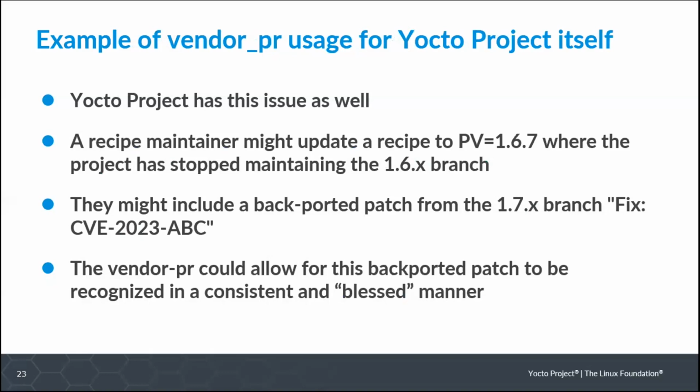So this is also potentially useful for the Yocto Project itself, even though you've got your PRs. Here's an example: a recipe maintainer might update a recipe for PV 1.6.7, but the project has stopped maintaining the 1.6 branch. What do you do? You want to backport a 1.7 fix and then use a vendor PR inside the Yocto Project against this frozen branch, and that way you can track the CVE fixes in a blessed manner. So this could be leveraged by not just us, but others.